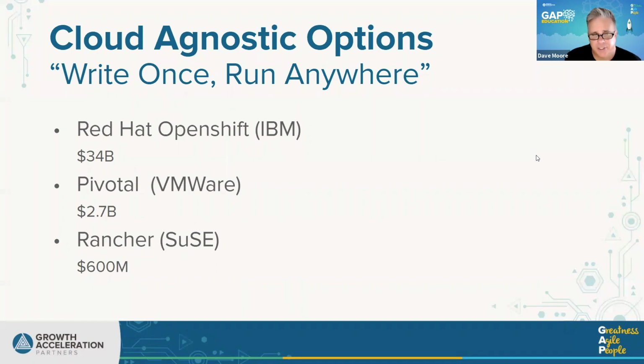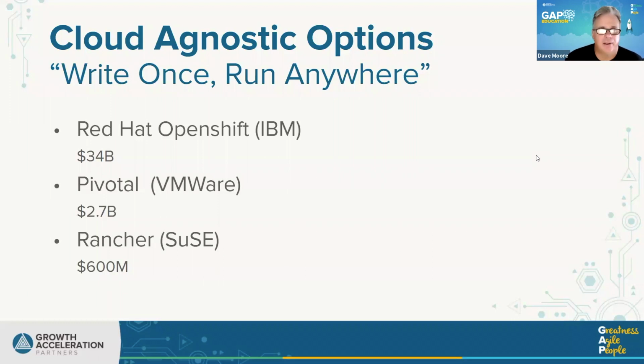Rancher is the other one, and that was recently purchased by SUSE for $600 million. Now, Rancher didn't compare very well in feature function to the other two, but it was an option for shops that had a tight budget, that didn't need all the bells and whistles of something like OpenShift, and they just wanted some help managing some of the complexities with Kubernetes.